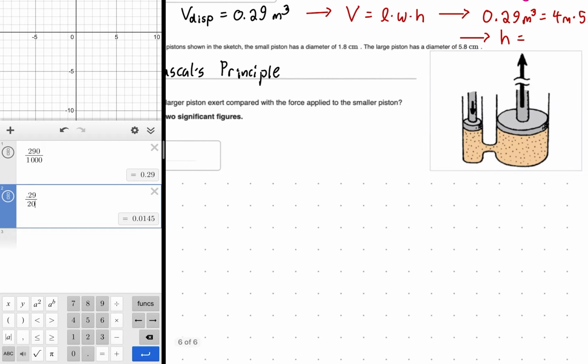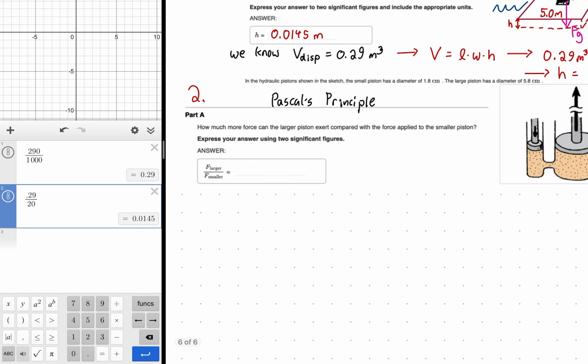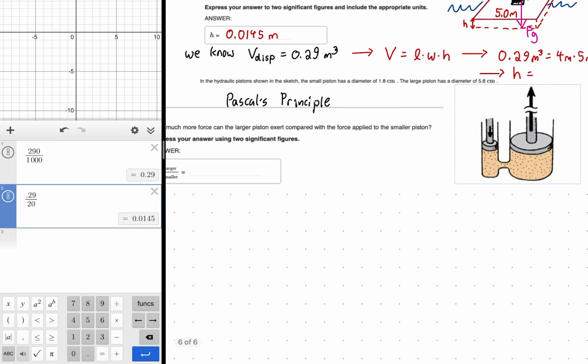But here we got a different type of system. We have a hydraulic system with a piston in and a piston out. Okay, and this is a way to get a mechanical advantage. In other words, to get more force on the output than the input, like essentially a hydraulic jack that lifts a car that employs this principle. So how much more force can the larger piston exert compared to the force applied to the smaller piston?